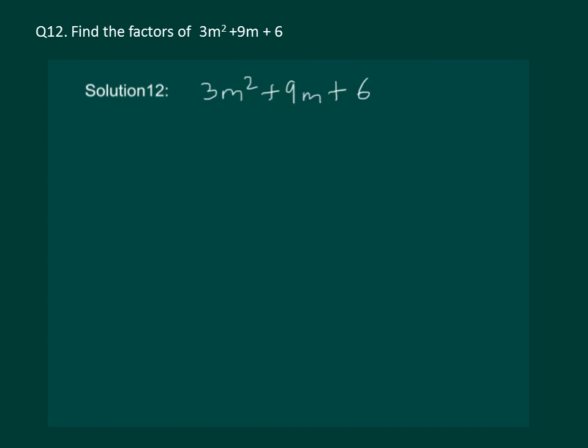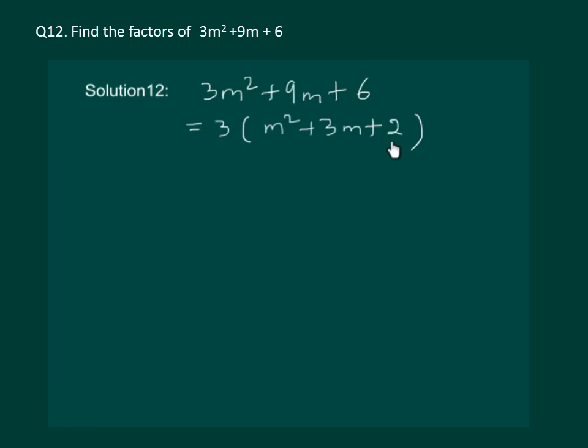According to the question, we have to find the factors of 3m square plus 9m plus 6. We notice that 3 is a common factor in all the terms. So let us take out 3 common, then we are left with m square plus 3m plus 2. Now we have to factorize m square plus 3m plus 2. Let us try to use the middle term splitting method.